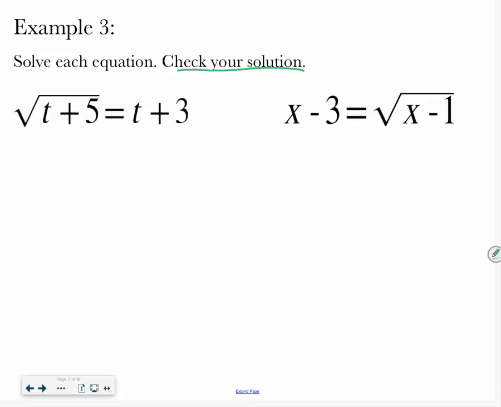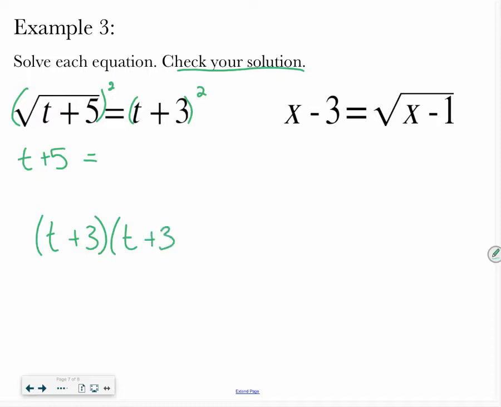So I have square root of t plus 5 equals t plus 3. So the first thing I want to do is get rid of this square root. So I'm going to square both sides. Since I'm squaring everything on the left-hand side, I have to square everything on the right. So I'm left with t plus 5 equals, and then remember t plus 3 squared is the same as saying t plus 3 times t plus 3.